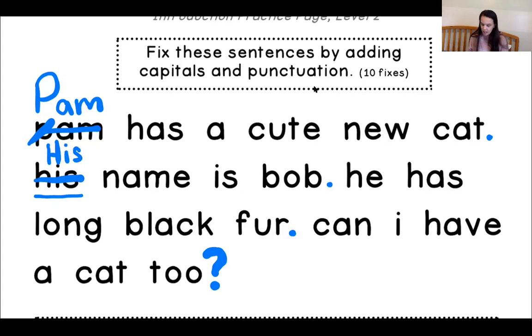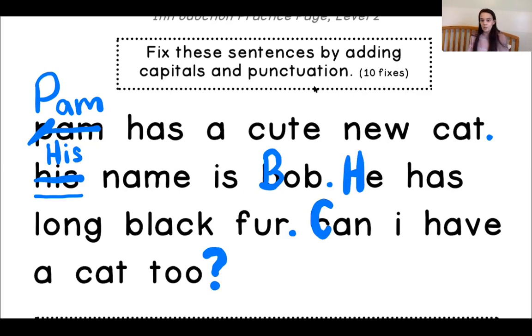His name is Bob. Guys, his name is Bob. I need to capitalize his name, right? His name is Bob. Here's the beginning of my next sentence, he. So I know that I need to capitalize my H. He has long black fur. And then I need to capitalize my C. Can I have a cat too?